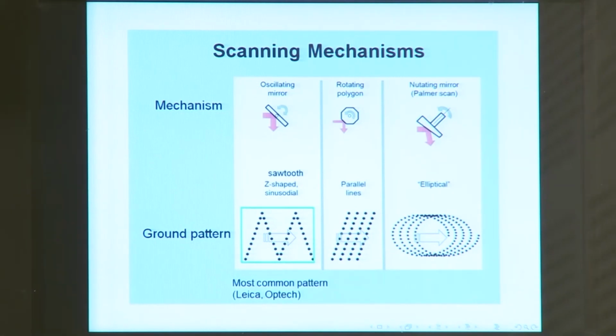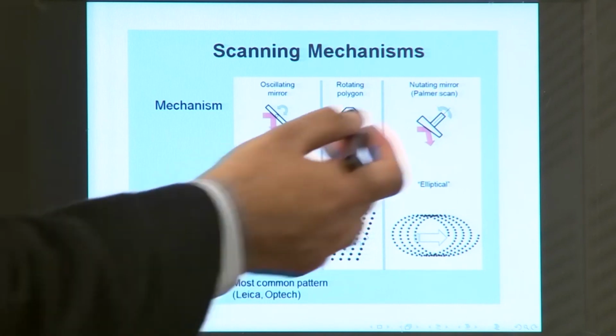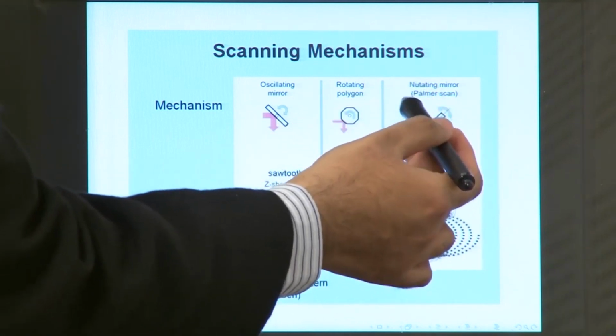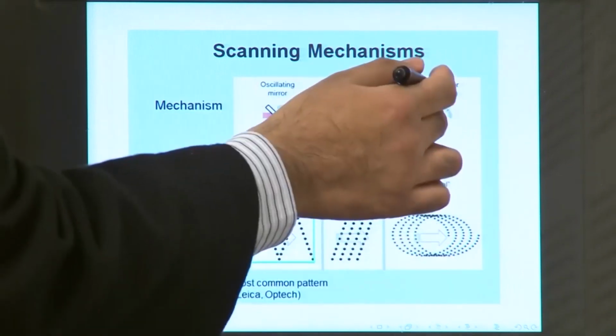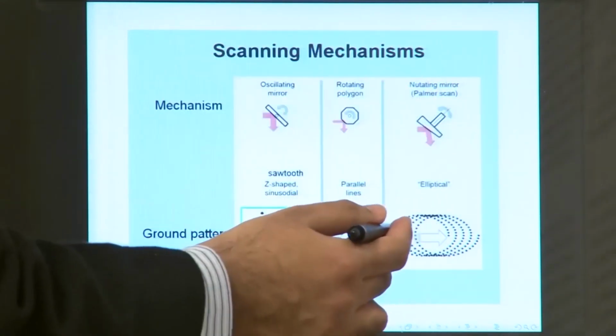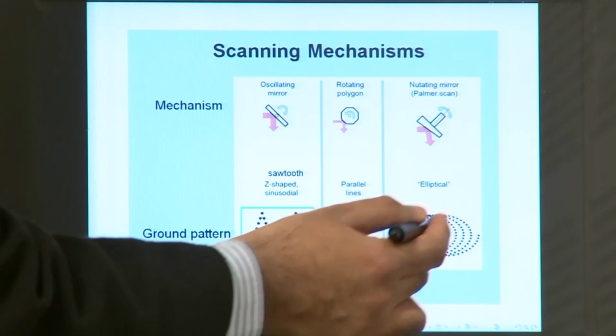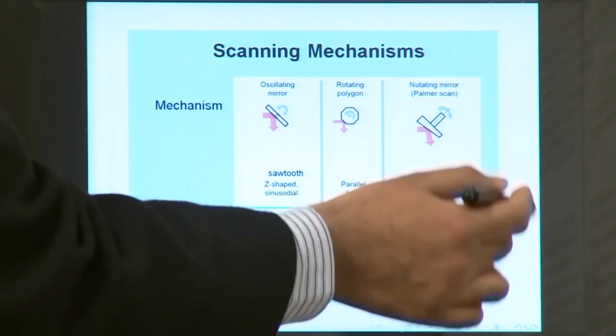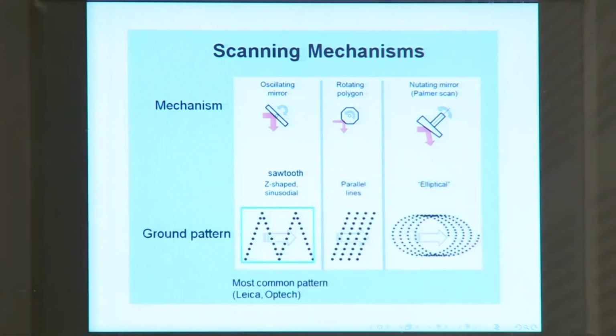And in the case of a nutating mirror or a Palmer scan, you have this mirror and it is nutating in this direction, and so you are getting an elliptical shape. So, it goes like this. So, you have these three common scanning mechanisms.